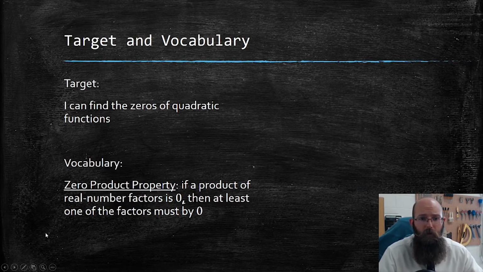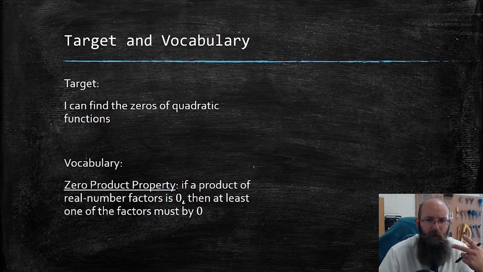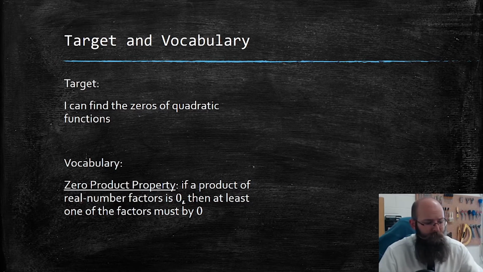So I start off here with a little bit of target and vocabulary. There's just the one thing we hope to be able to do: I can find zeros of a quadratic function. That's the only purpose of this thing. And zero product property, we'll get to that as we go, but for the most part it means if two things are multiplied together and the result is zero, then one of those things is zero or both of those things is zero. So we'll see as we go.